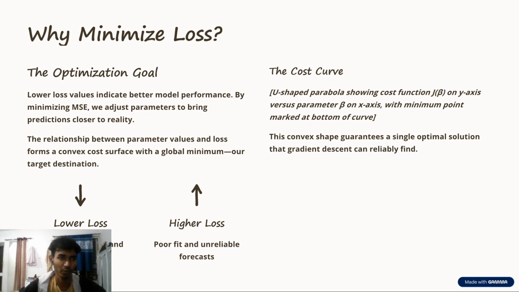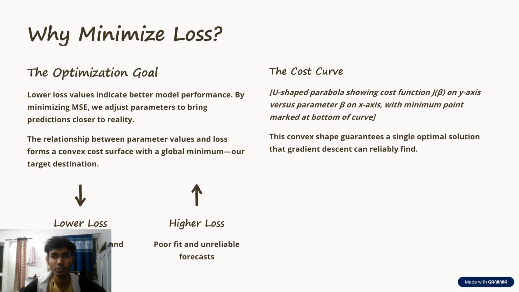Why minimize loss? First point is the optimal goal. A lower loss value indicates better model performance. Minimizing MSE adjusts parameters to bring predictions closer to reality. The relationship between the parameter values and loss forms a convex cost surface with a global minimum as the target destination. Lower loss means better prediction and model accuracy; higher loss means poor fit and unreliable forecasts.